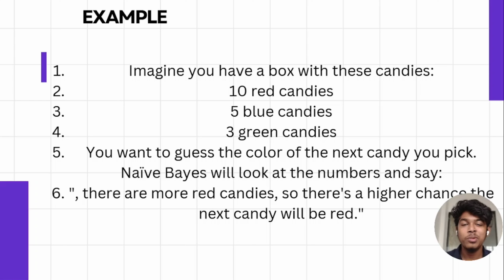So next time you pick a color from the candy box, you may know the next candy based on history, probability, or your counting. So that's how naive Bayes works, but at a more complex level in our systems. But I hope you got the basic idea of how naive Bayes works. So let's take an example of a Python program.